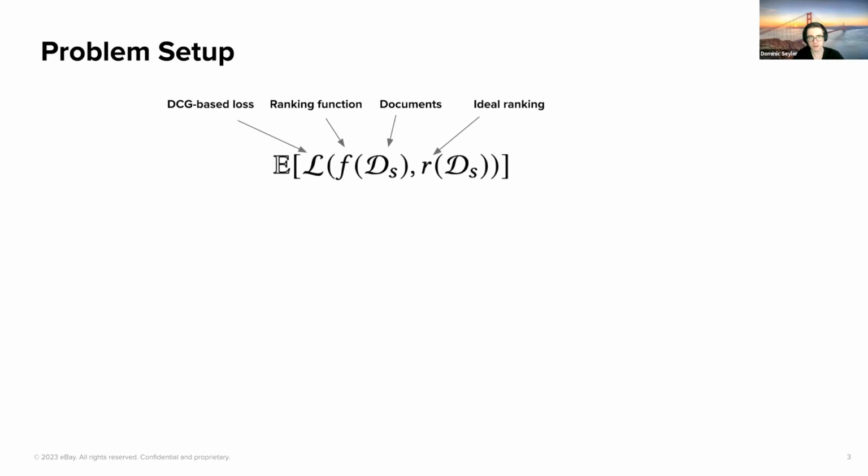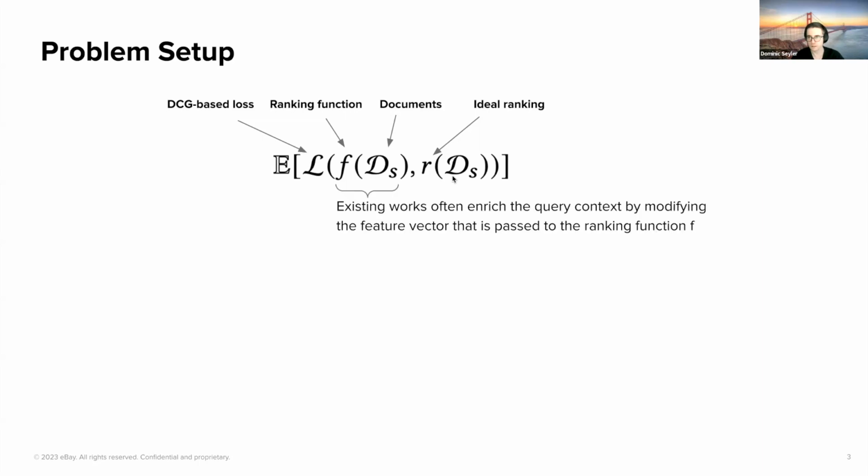What we are interested in is calculating the expectation of a DCG-based loss function between the output of a ranker F, which basically gives a score to each document in a document list DS, with respect to the ideal ranking, which is introduced by this ranking function R, also on that same document list. I want to point out here that the difference with existing works is that usually they try to enrich the query context by modifying the feature vector which is passed to the ranking function. However, our method is feature agnostic, as we only change the ranking objective.